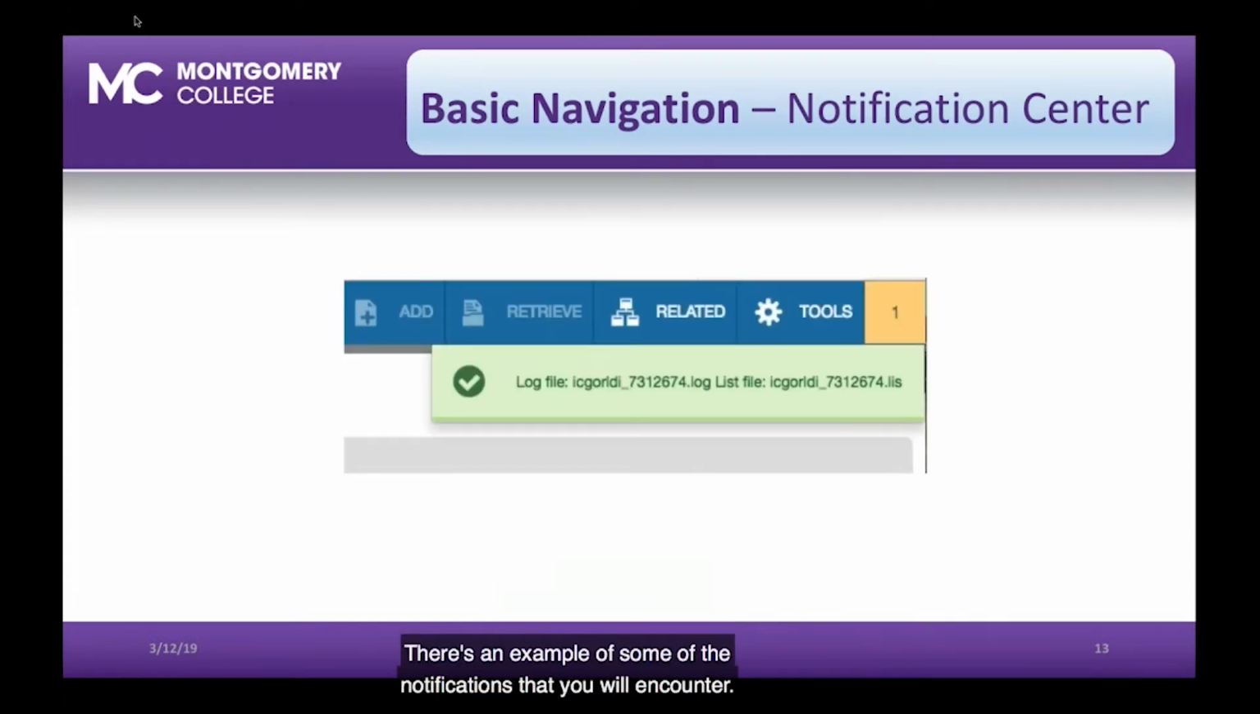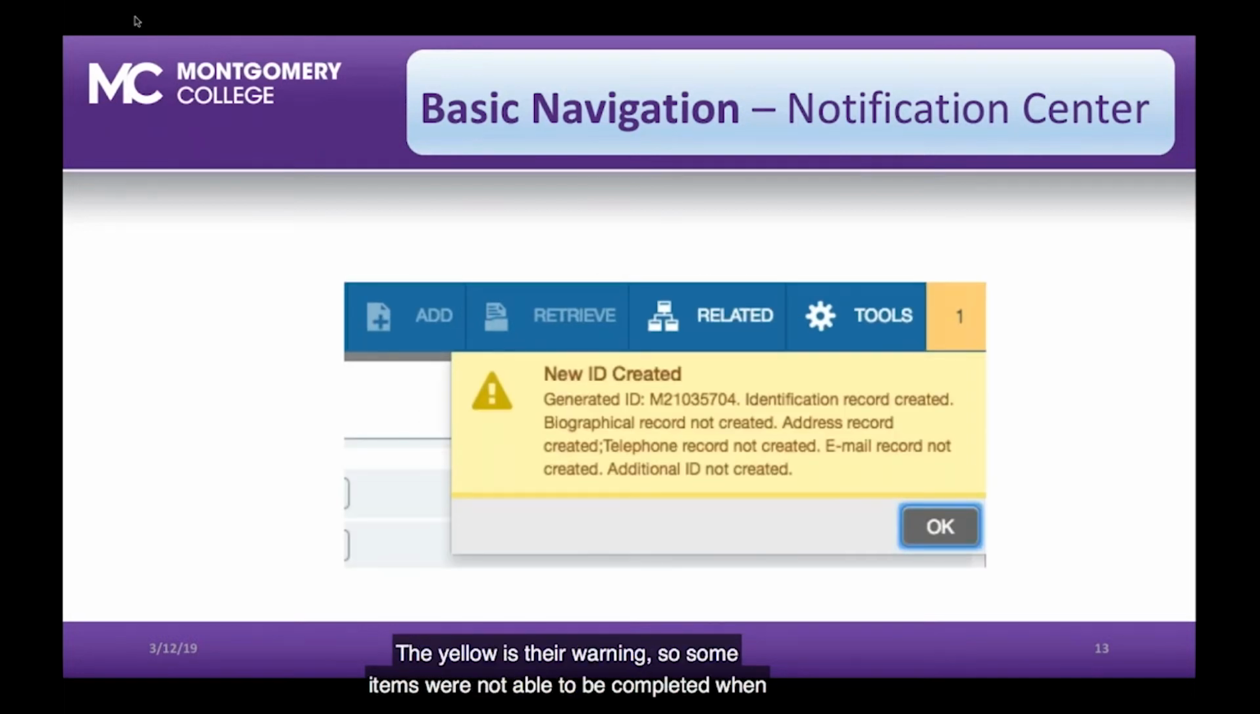Here's an example of some of the notifications that you will encounter. The green simply means that everything was successful, and it's just notifying you. In this case, it's notifying us what files were created when we ran a process. The yellow is a warning, so some items were not able to be completed when we did our last action, and this will tell us exactly what it was able to do and what it was not able to do. It's very intuitive, and it tells us exactly what we need to know.